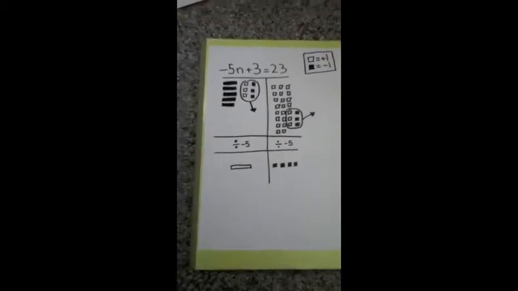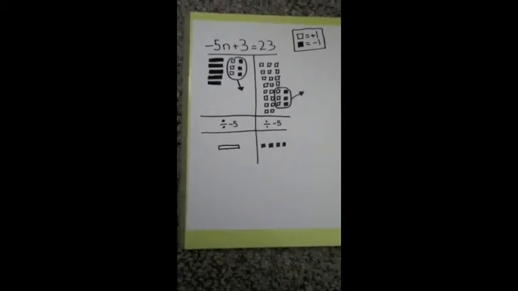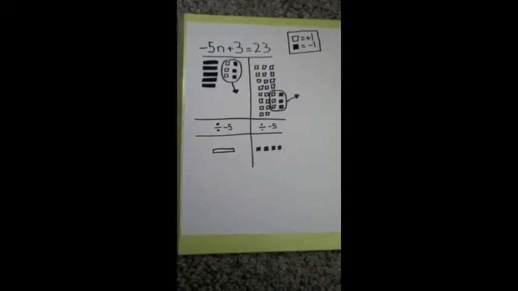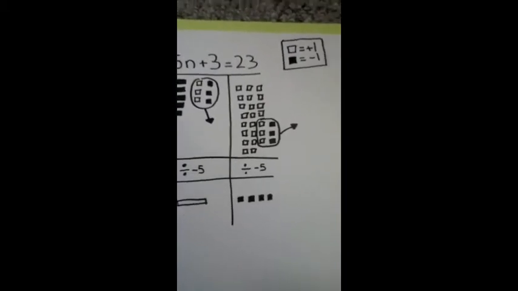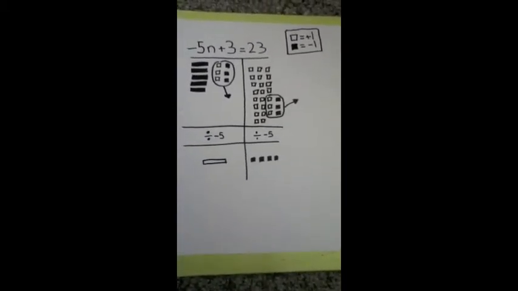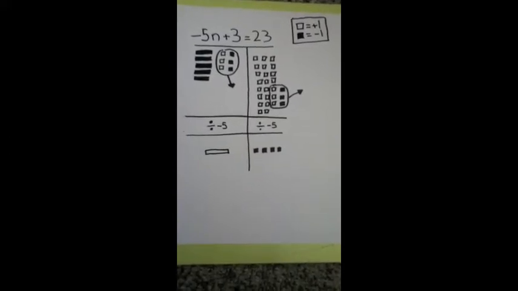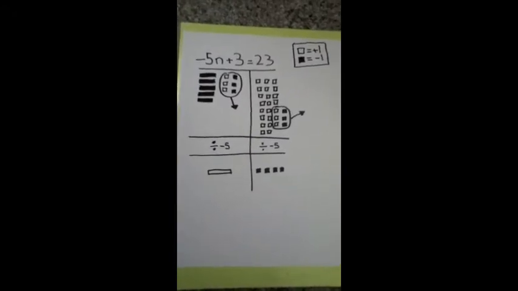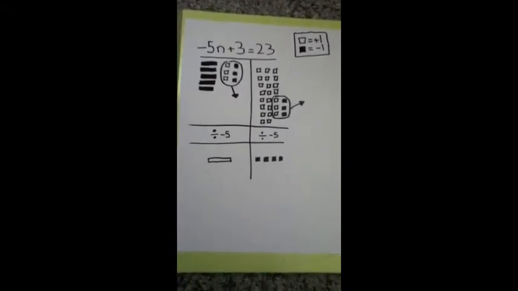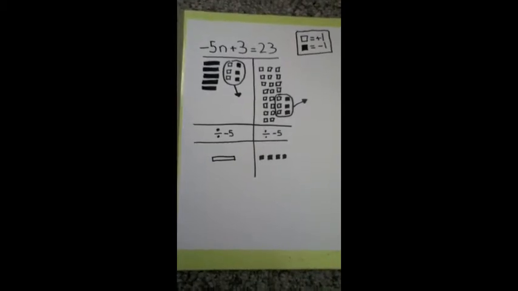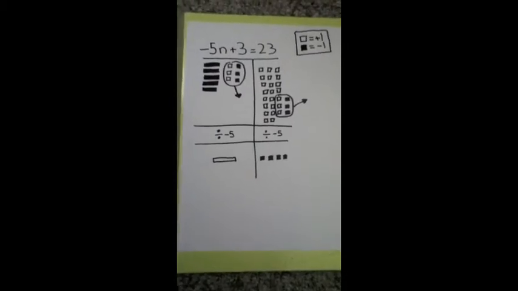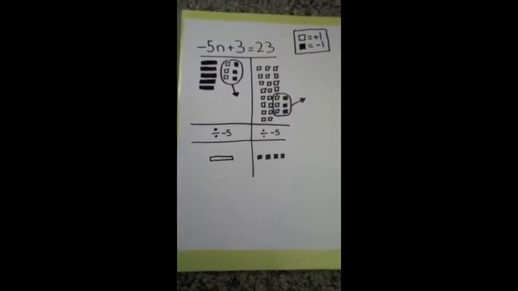Of course we know that negative 5 divided by negative 5 equals positive 1, because a negative divided by a negative equals a positive. But what happens when we have a positive divided by negative? It turns into a negative. So if we have 20 divided by negative 5, that normally equals 4. But since it's negative 5, it's negative 4. So that means n equals negative 4.